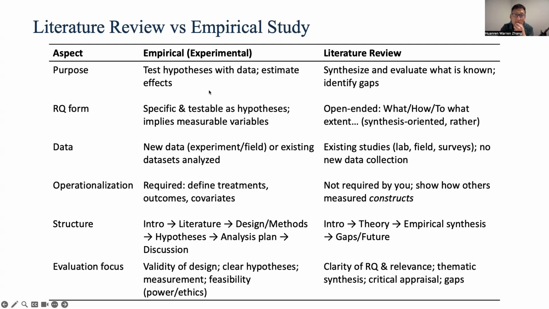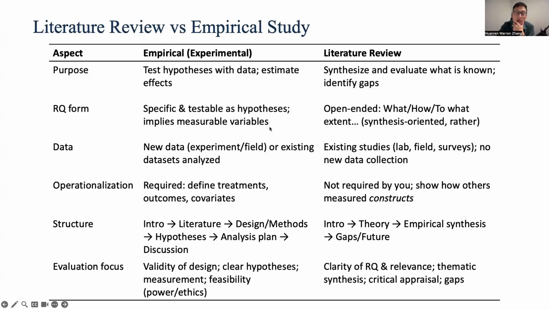The data for an empirical study is usually new data. You need to collect the data on your own, or you have a data set that has not been analyzed before. So that's the type of analysis you need to conduct for an empirical study. For a literature review, what you need to do is just gather some existing studies. The existing studies could be based on lab experiments, field experiments, or surveys. No new data collection is required.